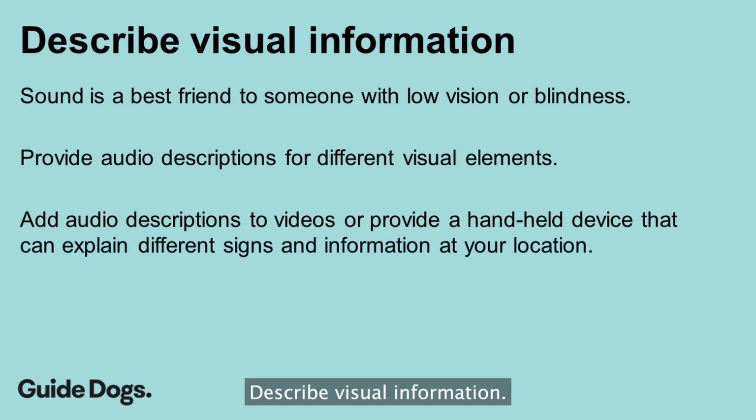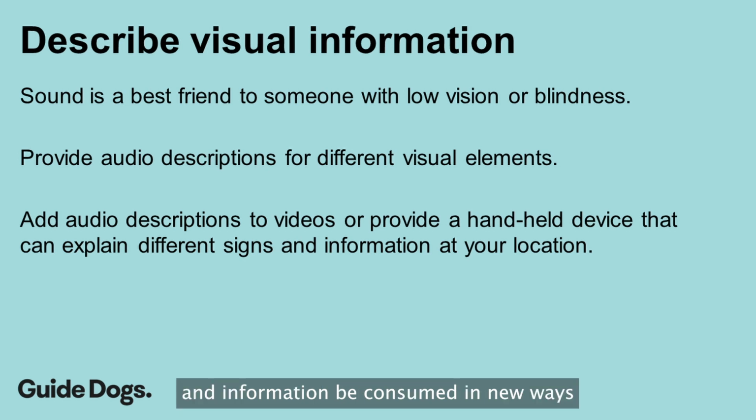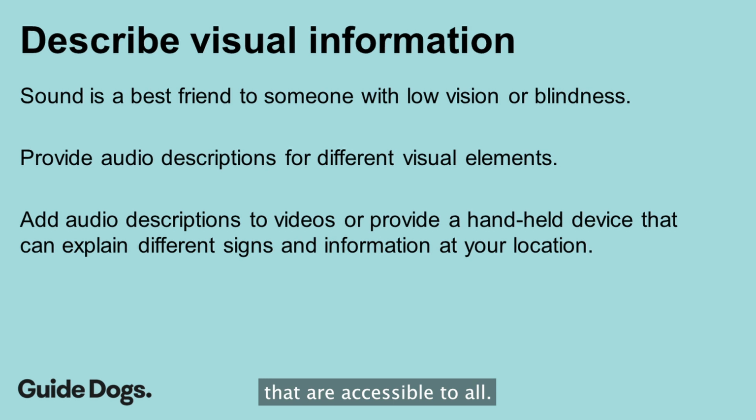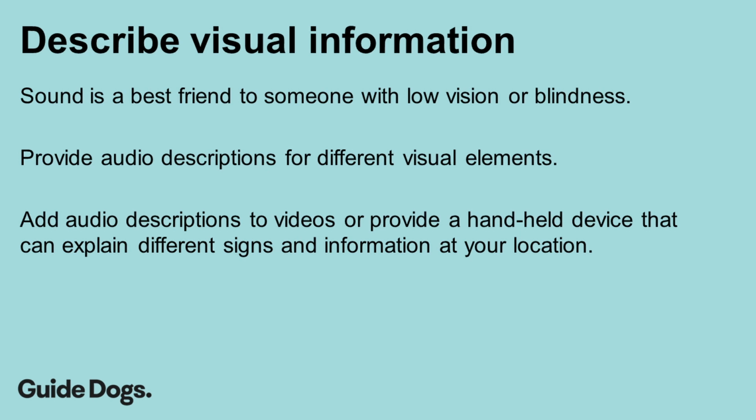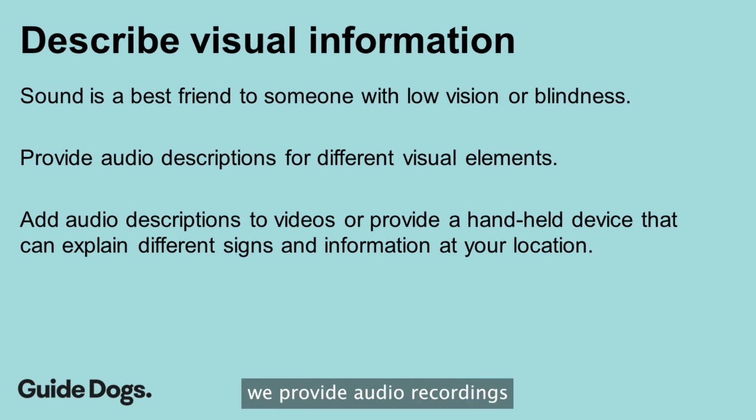Describe visual information. Sound is a best friend to someone with low vision or blindness. Providing audio descriptions for different visual elements can help your content and information be consumed in new ways that are accessible to all. You may choose to add audio descriptions to videos to help explain what is appearing on the screen. Or you may provide a handheld device that can explain different signs and information at your location. At Guide Dogs, we provide audio recordings of our important documents, such as our annual reports, to make sure that everyone who wants to learn more about our organisation can do so easily.